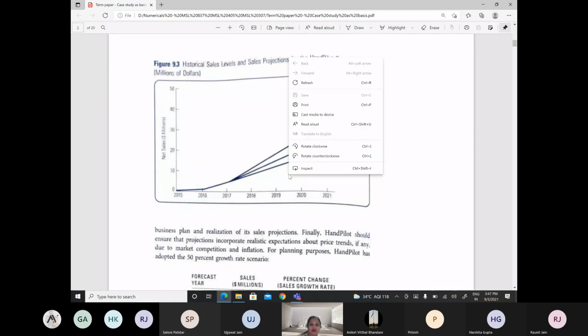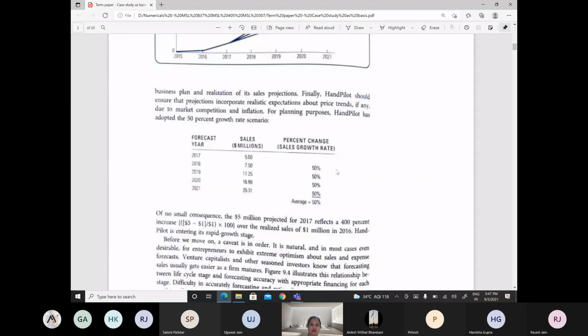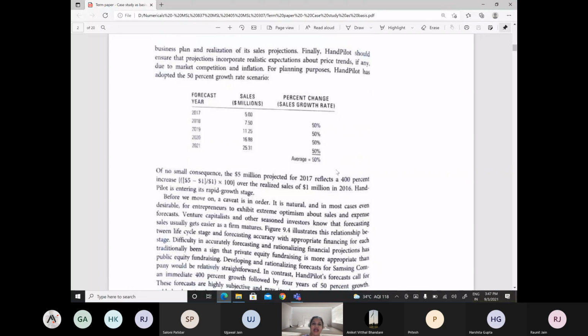Okay. Now here you can see this figure. You must remember this from the previous case that we did. It is a hockey stick pattern which basically bifurcates into the different growth scenarios and what would be the resultant revenues based on this. Finally, Handpilot should ensure that projections incorporate realistic expectations about price trends, if any, due to market competition and inflation.